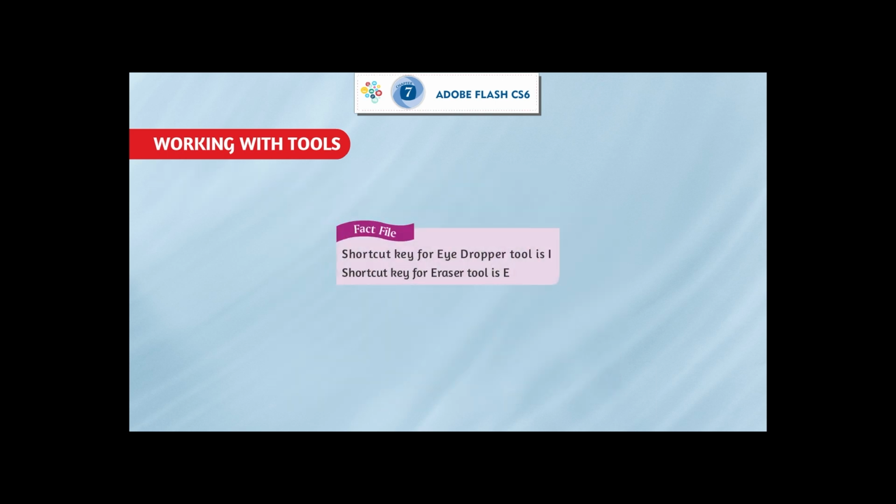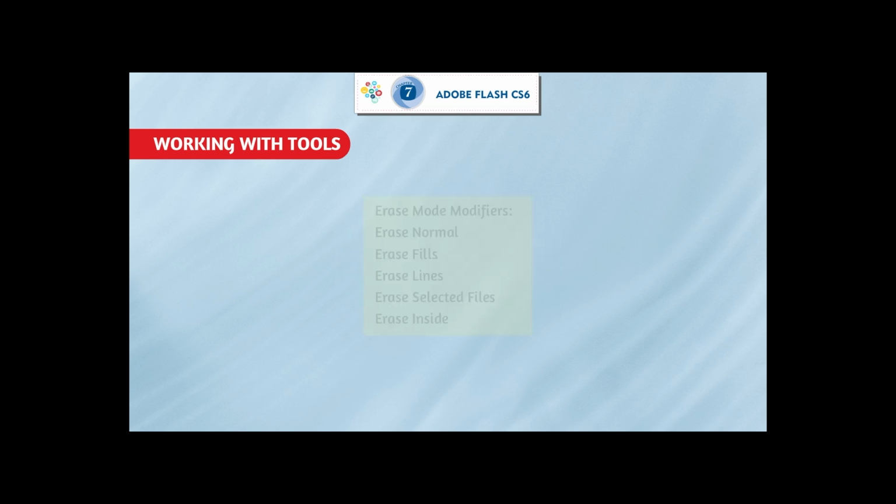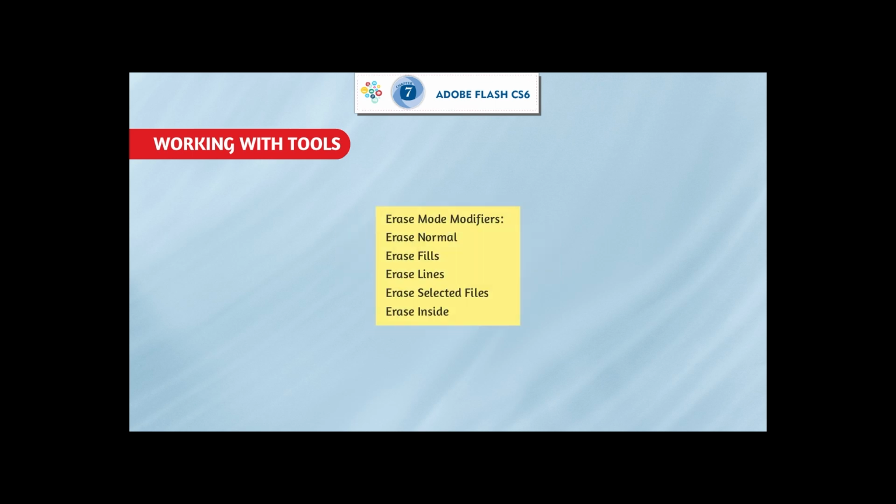Fact file. Shortcut key for eyedropper tool is I. Shortcut key for eraser tool is E. Erase mode modifiers: erase normal, erase fills, erase lines, erase selected fills, erase inside.